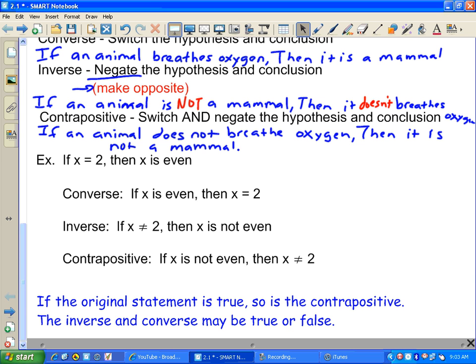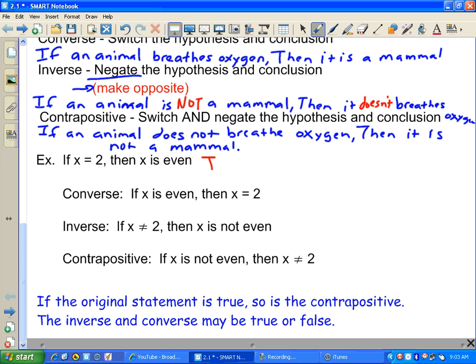If x equals 2, then x is even. Converse, I'm going to switch my if and then part. So if x is even, then x equals 2. Inverse, I'm going to negate it. So if x does not equal 2, then it is not even. And the contrapositive, I do both. If x is not even, then it is not equal to 2. Okay, this is a true statement.